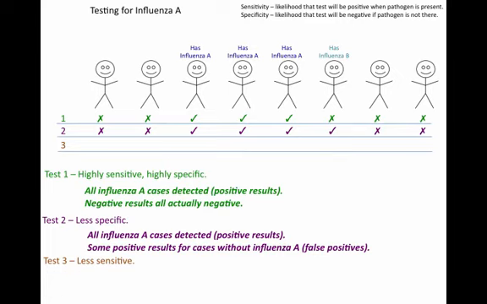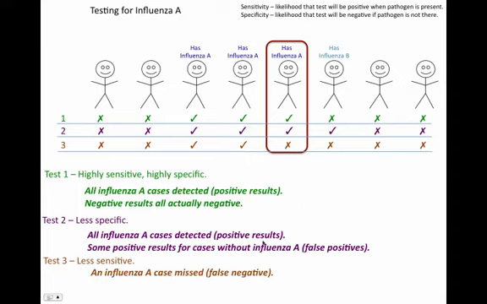And let's look at a test that would be less sensitive. Here we have identified a couple of the cases of influenza A, but one case was missed. We got a negative result for somebody who is infected, and this is an example of a false negative.